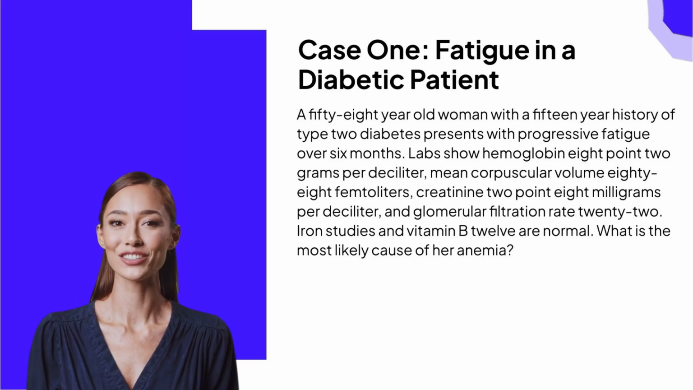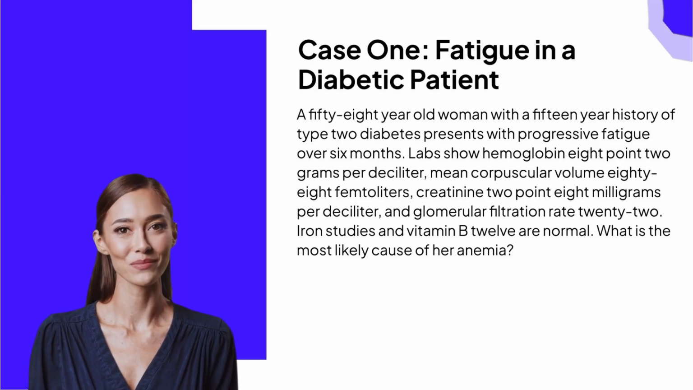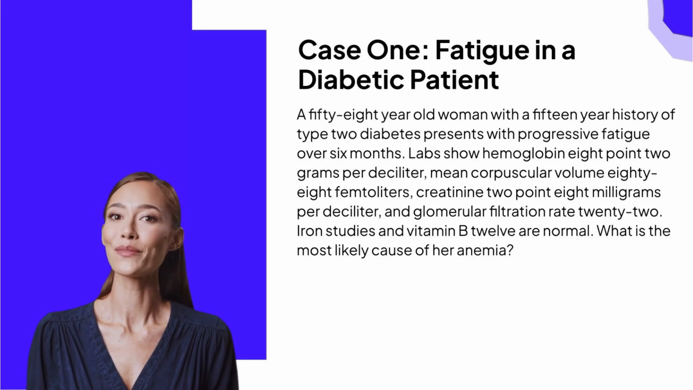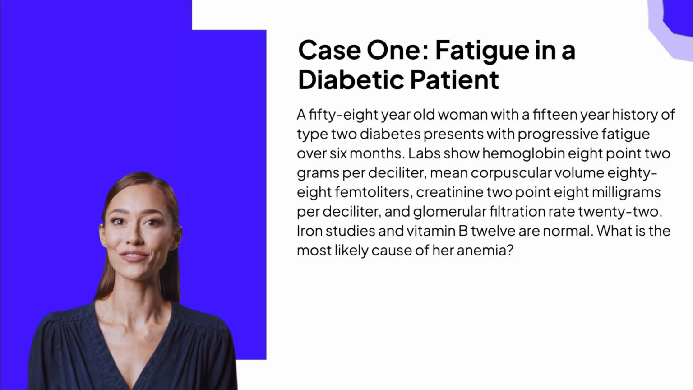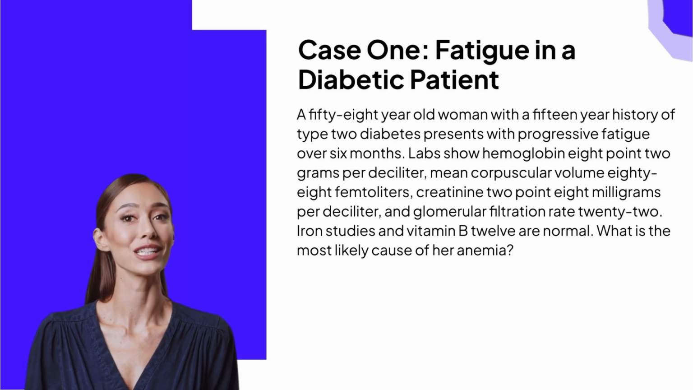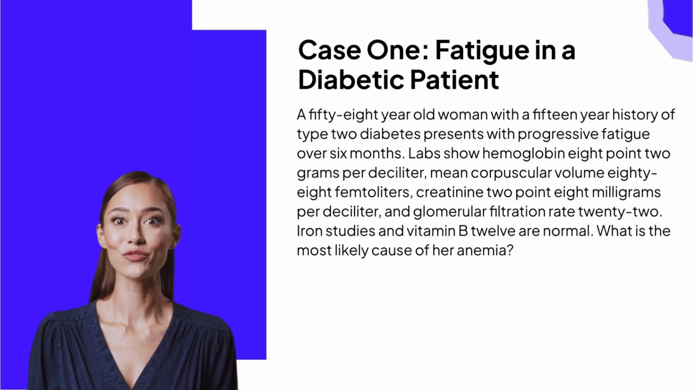The question asks, what is the most likely cause of her anemia? Pause here and think through it before I reveal the walkthrough. Notice the clues: normocytic anemia, a diabetic with long-standing disease, GFR in the low 20s, and critically normal iron and B12 studies ruling out the most common outpatient anemia causes.